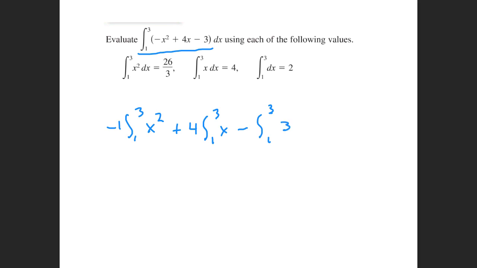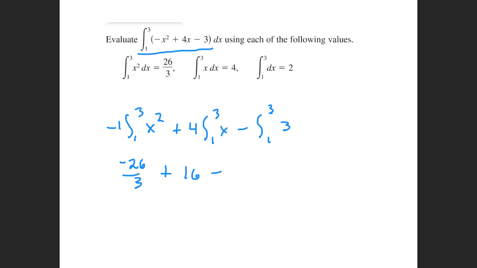Okay, so here's my problem. I know what x squared is. It's going to be 26 over 3. I have a minus in front of there, so this is going to be negative 26 over 3. Plus, I know what the integral from 1 to 3 of x is. It's 4, and I have a 4 out in front, so that's going to be 16.